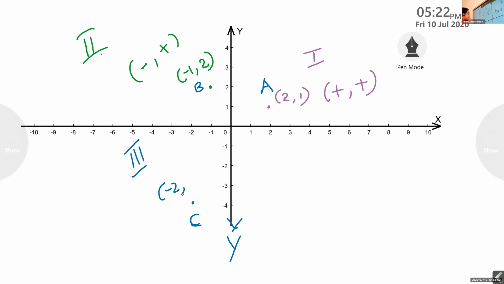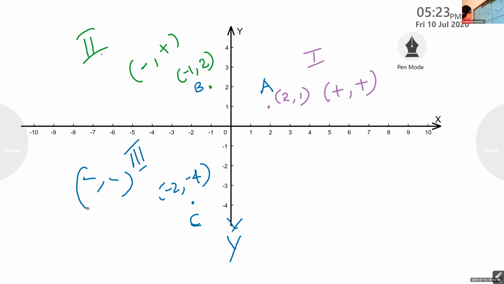What is Y? -4. Okay. So what are the signs of the third quadrant? Negative and negative. Negative and negative.